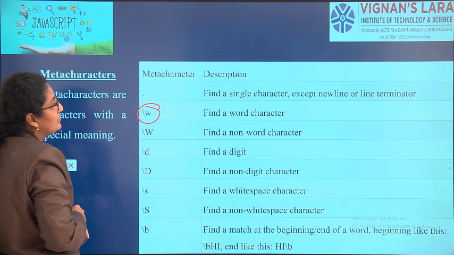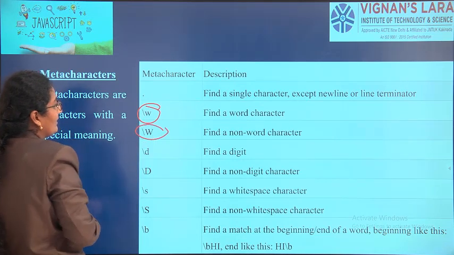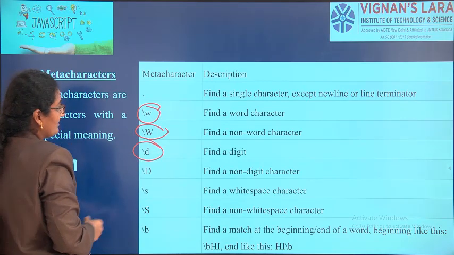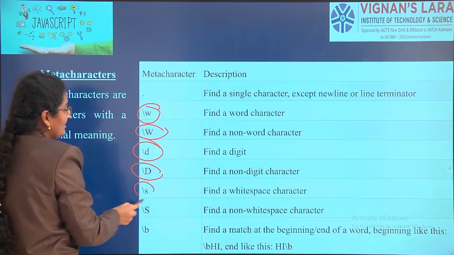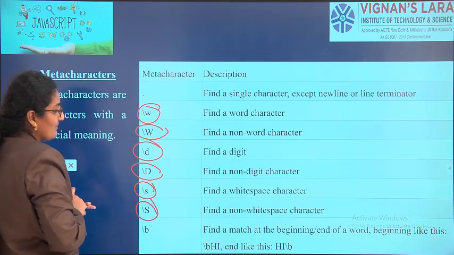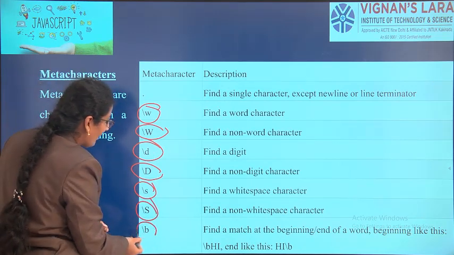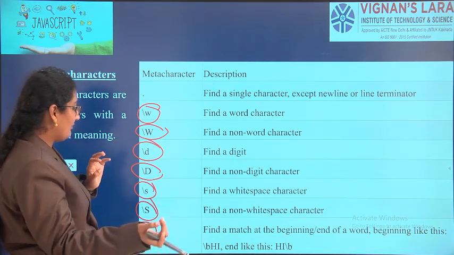What is the next one? Slash small w, find the word character. Slash capital W, find a non-word character. Slash small d, find a digit. Slash capital D, find a non-digit character. Slash small s, find the space. Slash capital S, find something other than space. And finally slash small b, find the match at the beginning of the word or ending of the word.